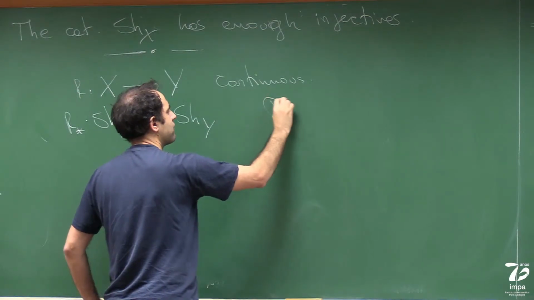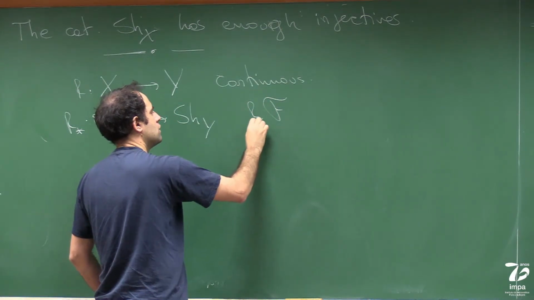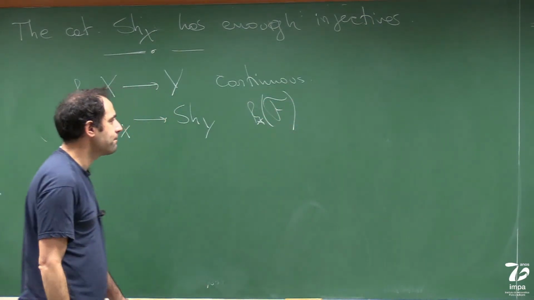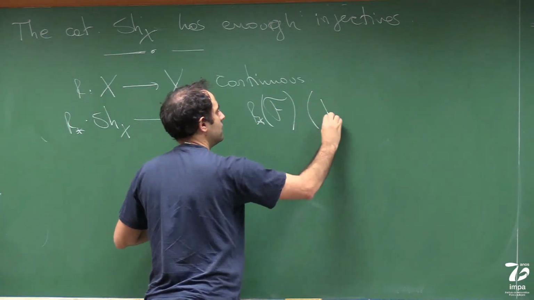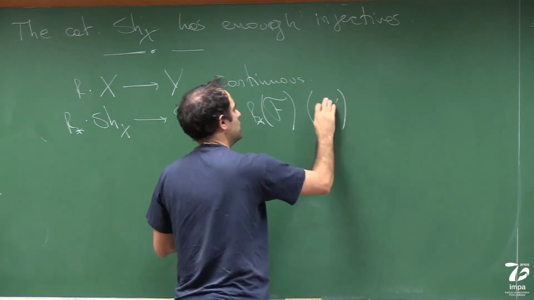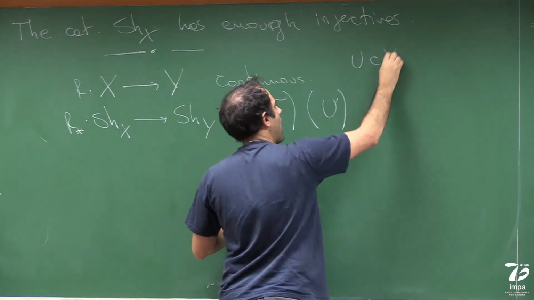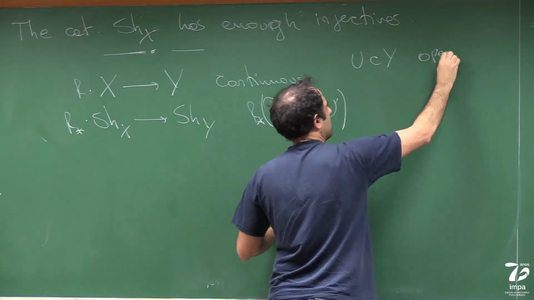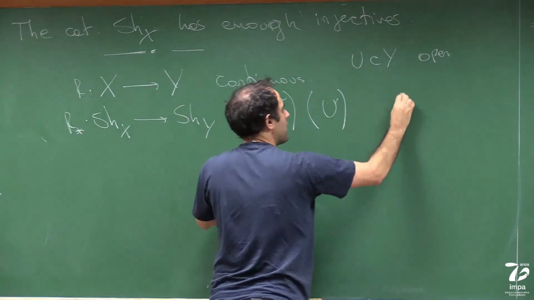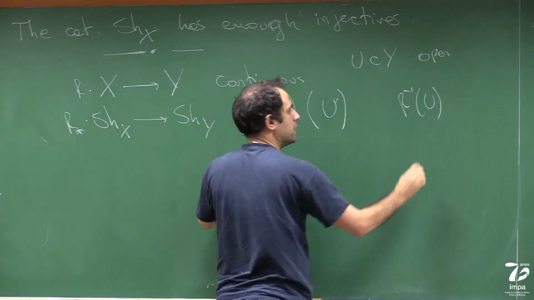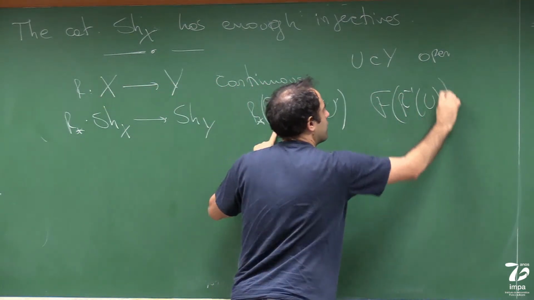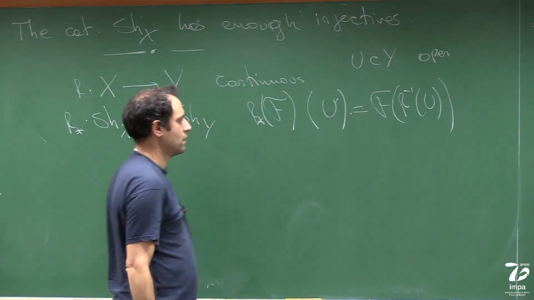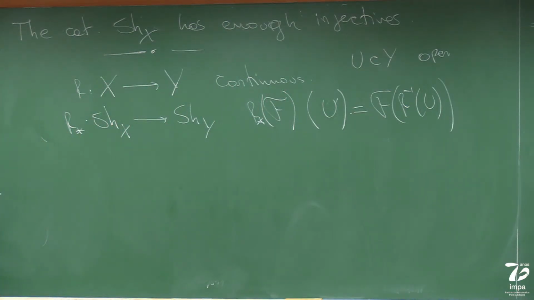If you give me some F, which is a sheaf on X, you push it forward to Y. Now this is supposed to be a sheaf of abelian groups on Y. So if you give me an open U, U is an open on Y. Since f is continuous, f inverse of U is open in X, and I can just take sections there of F. So that definition satisfies all of the axioms of being a sheaf. So that's a sheaf.